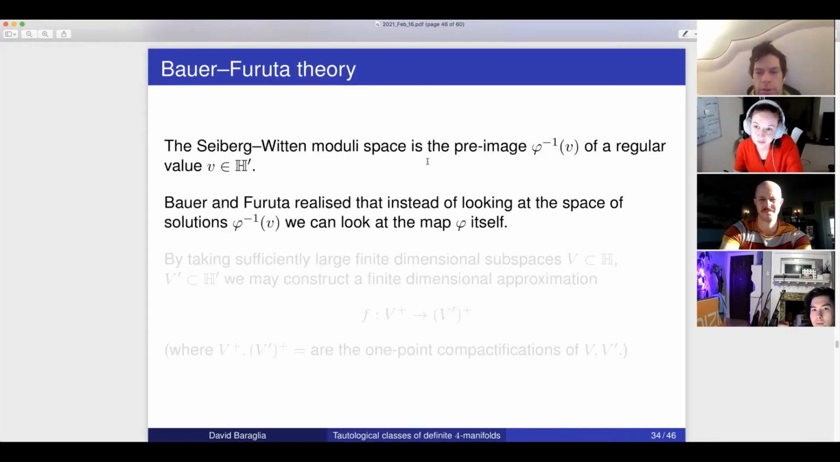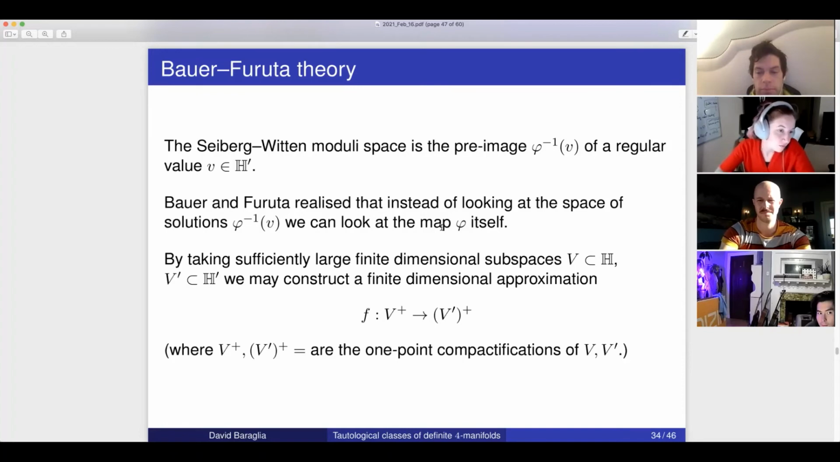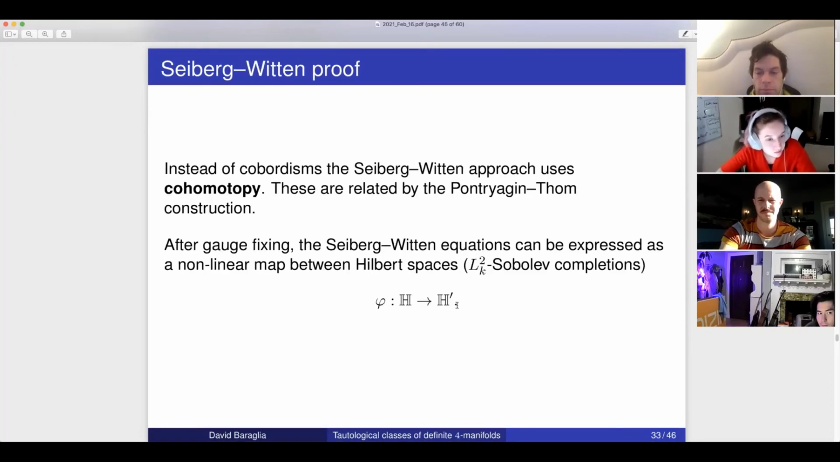And then the Seiberg-Witten moduli space would be the pre-image of a regular value of this map. Basically, what Bauer and Furuta do is that instead of looking at this fiber of a regular value, just look at the map phi itself. Well, it's a map between Hilbert spaces.